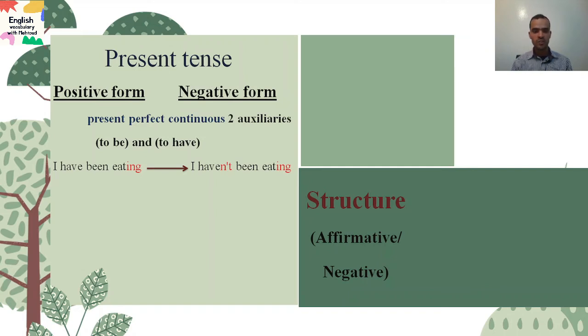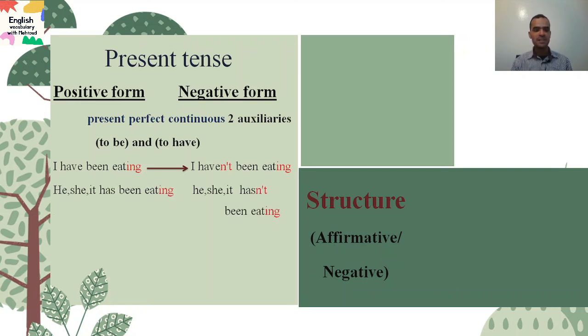So two auxiliaries are used here in the present perfect continuous. The to be auxiliary is for the ing, so it's for the continuous form. And the auxiliary to have is for the perfect form. For all perfect tenses you have to use the to have auxiliary, and for all continuous tenses you have to use the to be auxiliary. In this case we have both, present perfect continuous, so we have to use to be and to have auxiliaries.